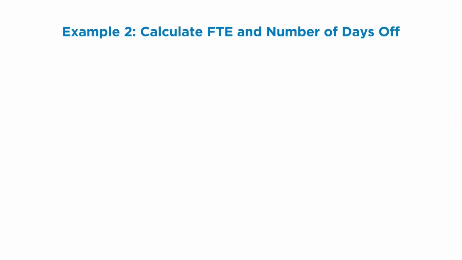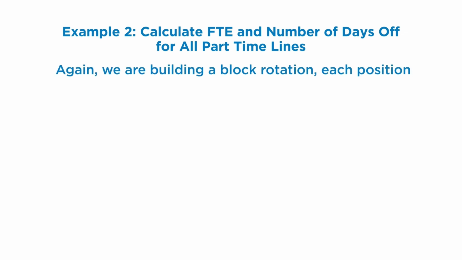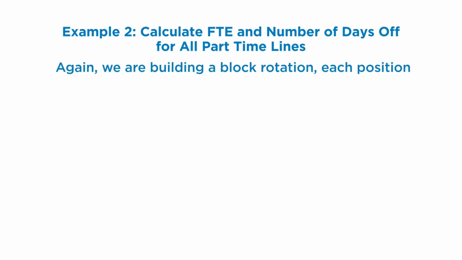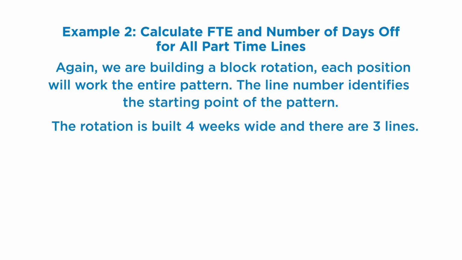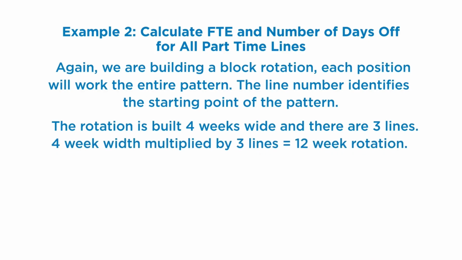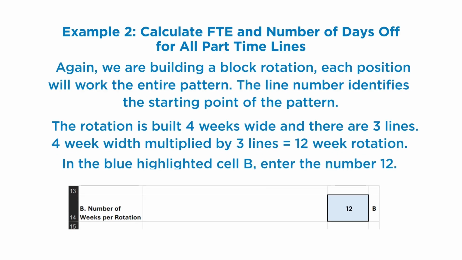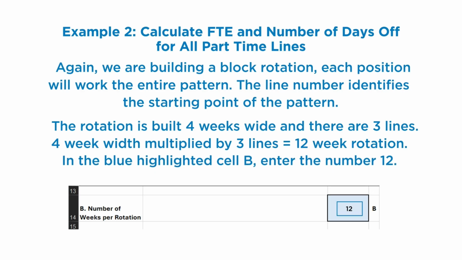Example 2. Calculate FTE and number of days off for all part-time lines. Again, we are building a block rotation. Each position will work the entire pattern. The line number identifies the starting point of the pattern. The rotation is built 4 weeks wide and there are 3 lines. 4-week width multiplied by 3 lines equals 12-week rotation. In the blue highlighted cell B, enter the number 12.